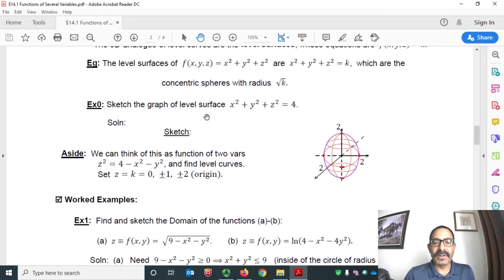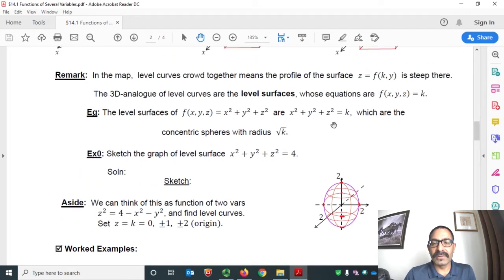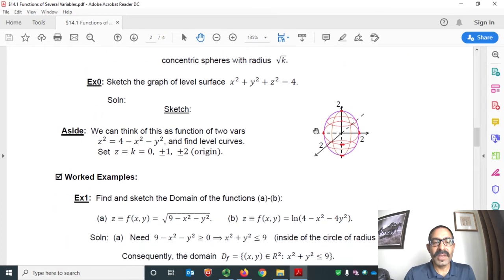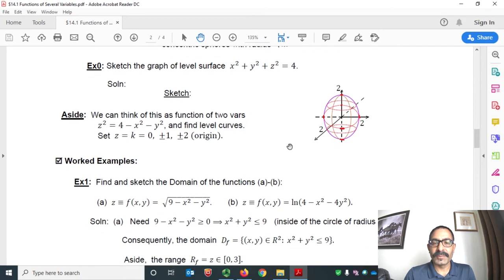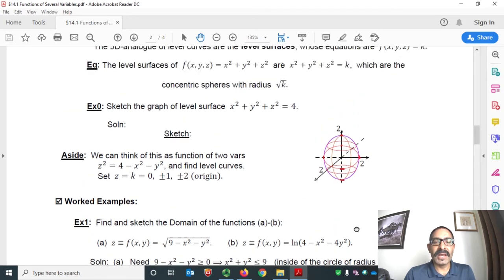So we sketch the graph of the level surface. That means we can take k equals to the particular value 4, and we can graph the level surface in 3D. Otherwise, the graph of this function of three variables lies in R4, which is super hard to visualize here. And we are familiar with the spheres here. Okay. So then with this idea, now let's do some examples.